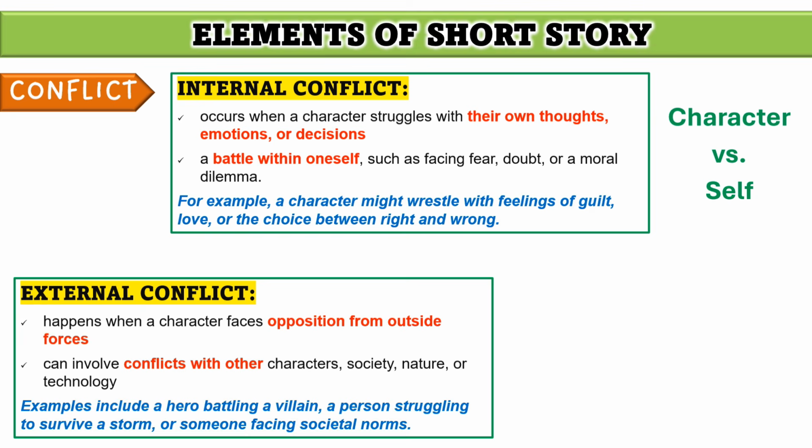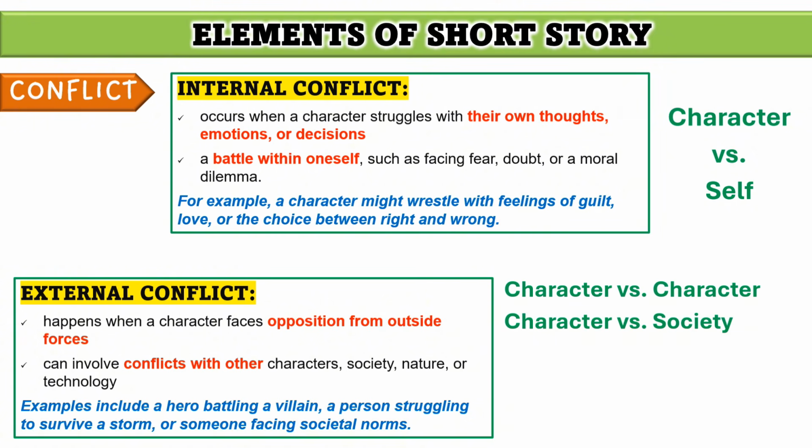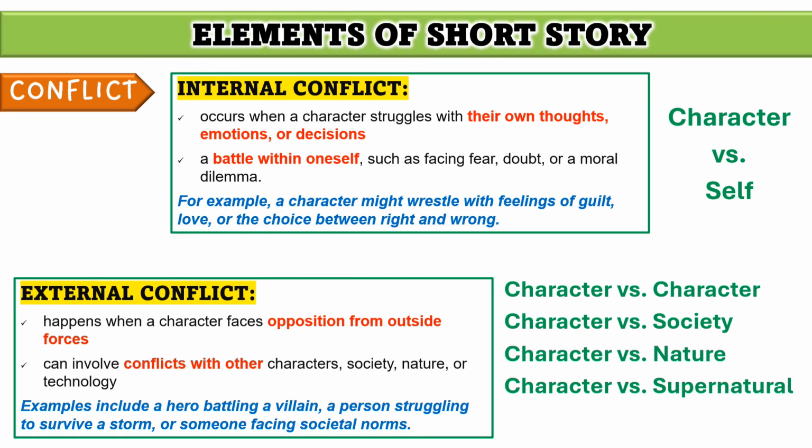The second one is external conflict. It happens when a character faces opposition from outside forces. This can involve conflicts with other characters, society, nature, or technology. Examples include a hero battling a villain, a person struggling to survive a storm, or someone facing societal norms. Examples of this type of conflict are character versus character, character versus society, character versus nature, character versus supernatural, and character versus technology.